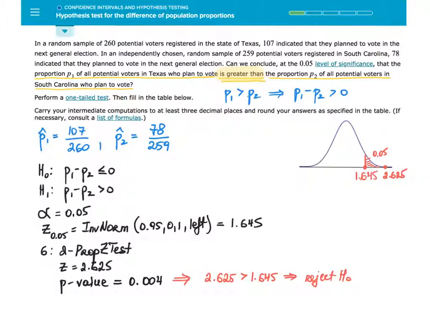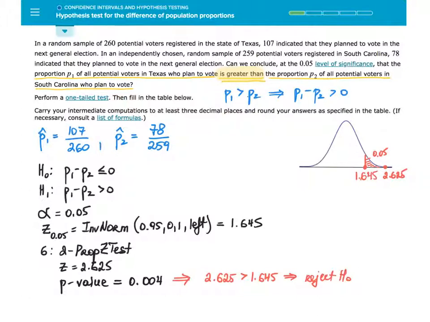Can we conclude, at the 0.05 level of significance, that the proportion P1 of all potential voters in Texas who plan to vote is greater than the proportion P2 of all potential voters in South Carolina who plan to vote? Perform a one-tailed test, then fill in the table below. Carry your intermediate computations to at least 3 decimal places and round your answers as specified in the table. If necessary, consult a list of formulas.